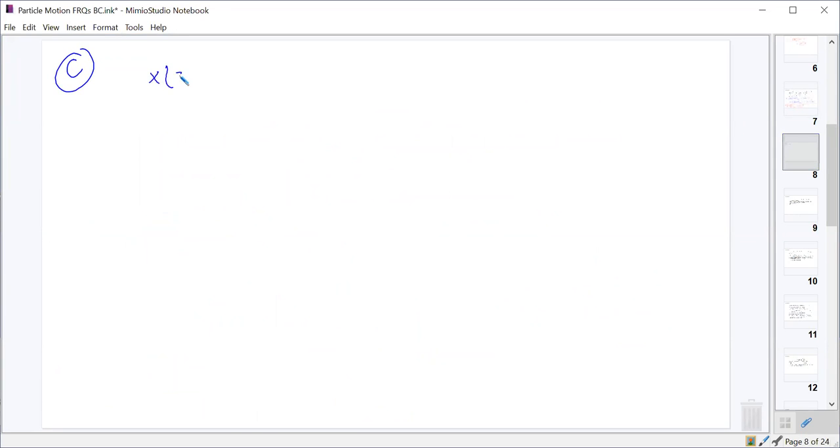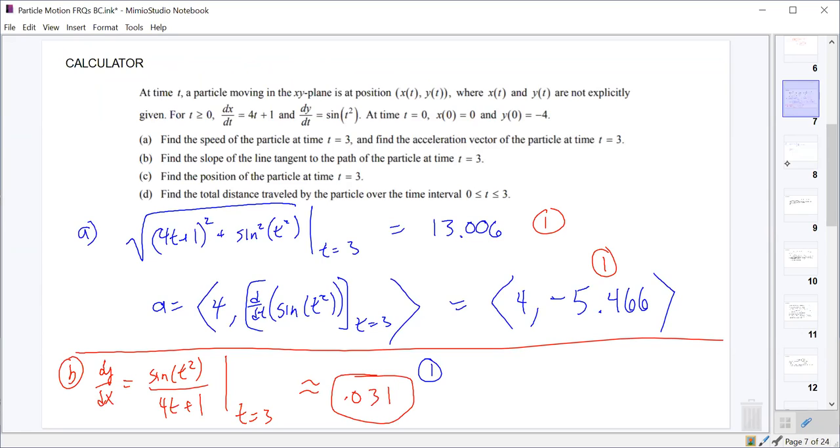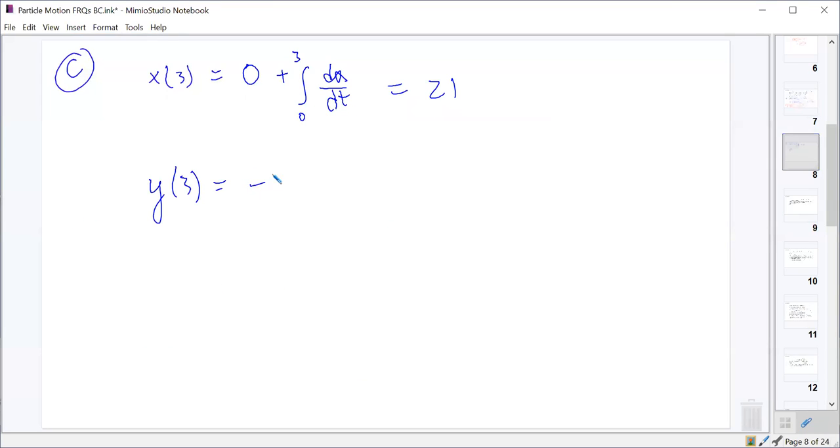So our value for x of 3 ought to be its initial position at t equals 0, which was 0, plus the integral from 0 to 3 of dx dt, which came out to be 21. That one you should be able to do without a calculator. And then your y of 3 ought to be the initial position. I think it was -4 for that one. Yeah, -4 plus the integral from 0 to 3 of sine of t squared dt.